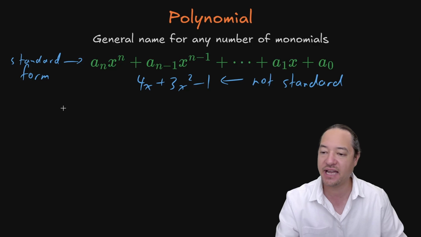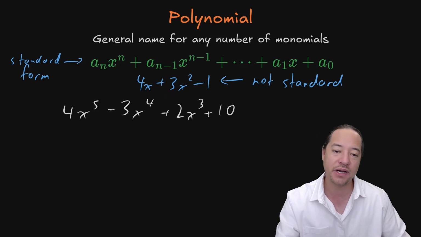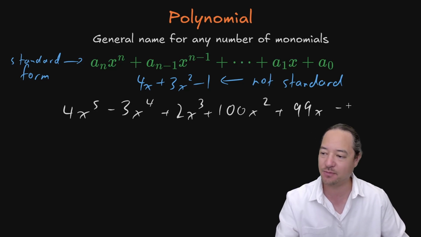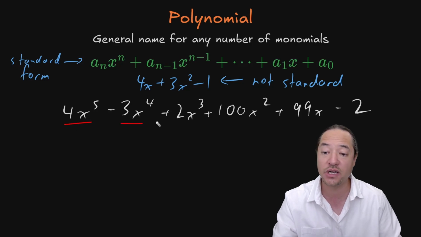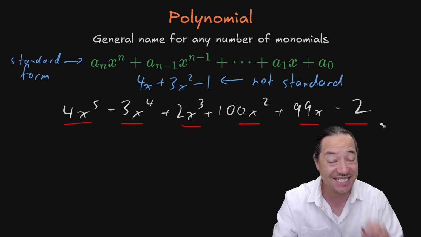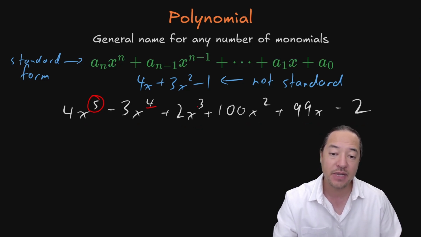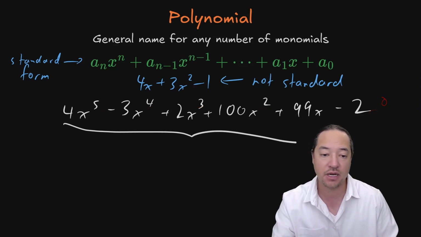Okay, let's take a look at a large polynomial, for example, here. What if we have 4x to the 5th power minus 3x to the 4th power plus 2x to the 3rd power plus 100x squared, whatever you want, plus 99x minus 2. So here we go. This is going to be a polynomial. Now notice it has 1, 2, 3, 4, 5, 6 terms, and we're starting from the highest power and incrementing down with each term. And so this is going to be in standard form.